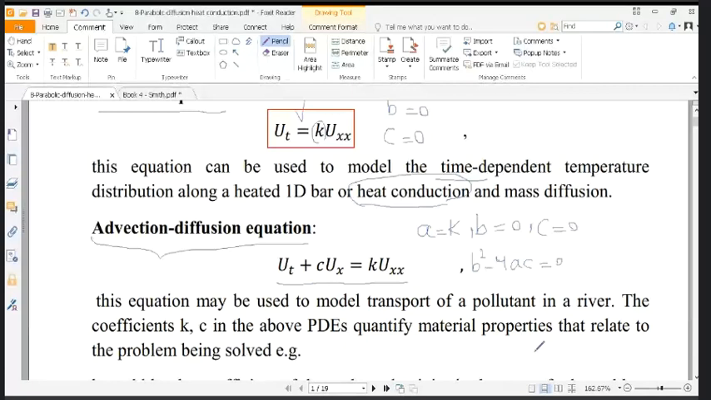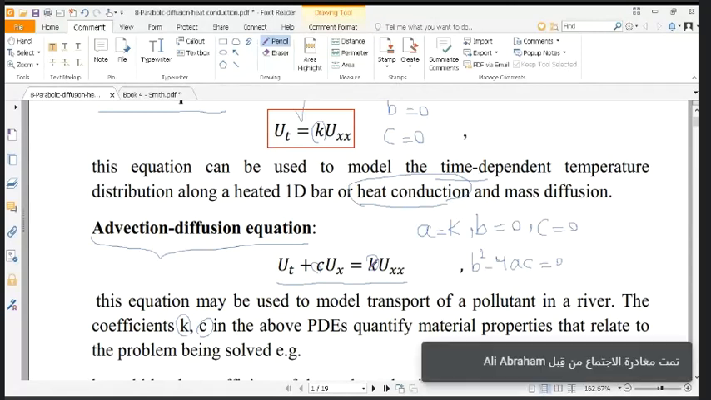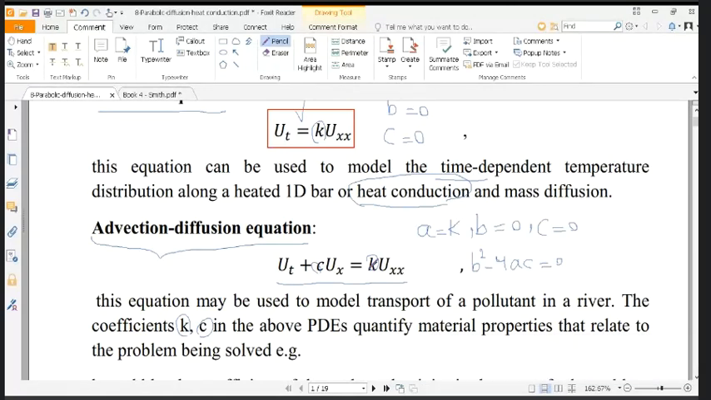What about the coefficients K and C? The coefficients C and K in the above PDE are quantified properties, the parameters of the model. C and K are the parameters of the model, and these coefficients are determined experimentally.